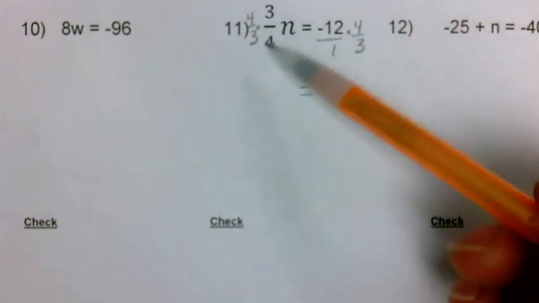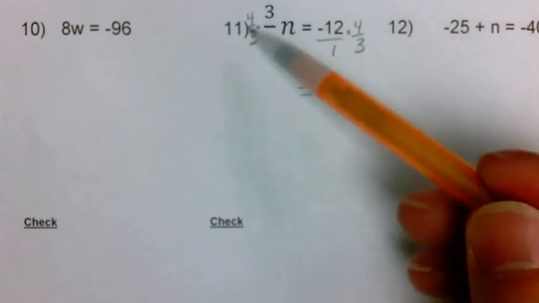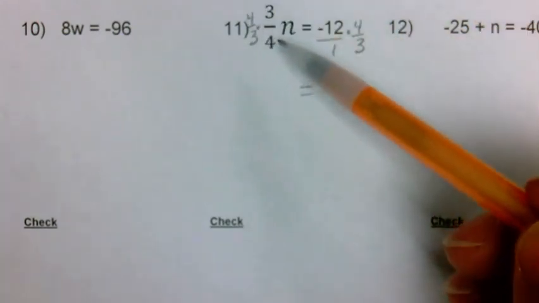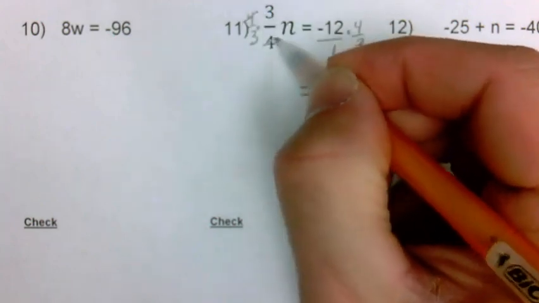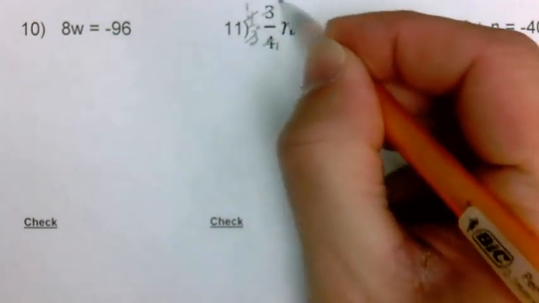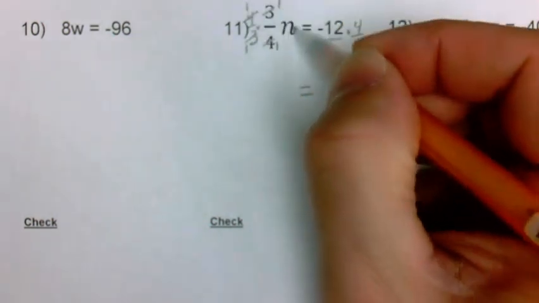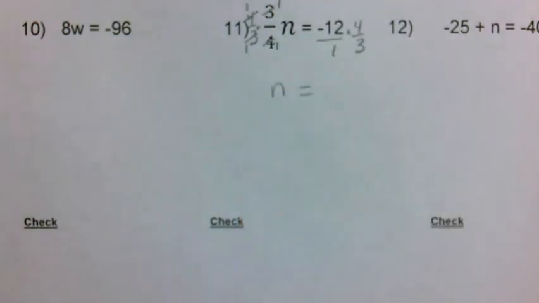Look at the left-hand side. This is really nice here, all right? A number times its reciprocal is going to equal 1. 4 goes into 4 once. 3 goes into 3 once. 1 times n is n, 1n.